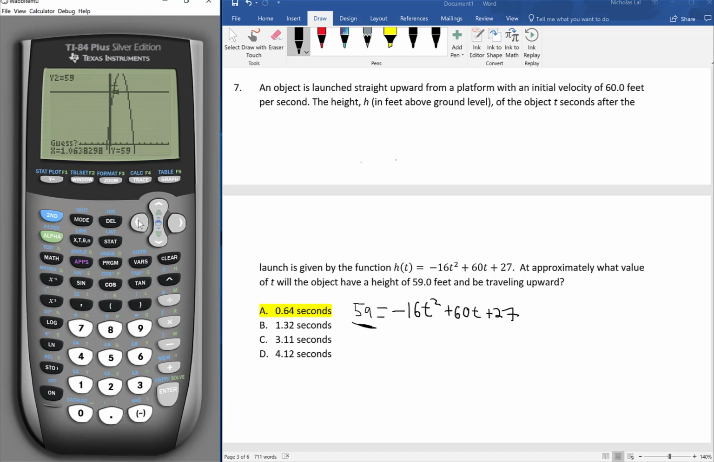So I'm going to move my cursor to the first intersection, and the guess is going to be 0.64359. So from our calculator, I do use calc intersect.